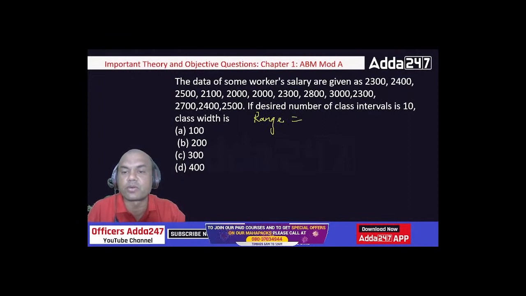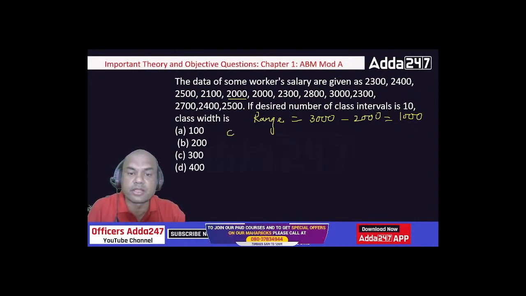Which is the highest number over here? Check everyone. Yes. Highest number is 3000. Correct. So the highest number is 3000, minus the lowest number. What is the lowest number over here? 2000, I think so. Yeah, 2000. So range equals highest number minus lowest number. So it becomes 1000.